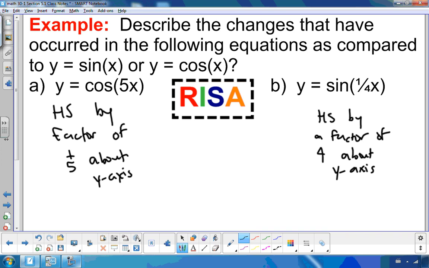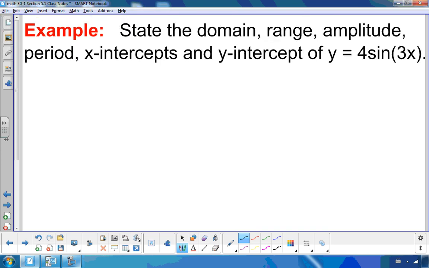Okay, let's try a question with both an a and a b value. So I want to state the domain, the range, the amplitude, period, x-intercepts, y-intercepts of this graph here. So I have an a value of 4 and a b value of 1/3. Okay, so that's going to be my horizontal stretch and my vertical stretch. So when b is equal to 3, I'm going to say it's the horizontal stretch of 1/3. When a is 4, it's going to be a vertical stretch by a factor of 4.